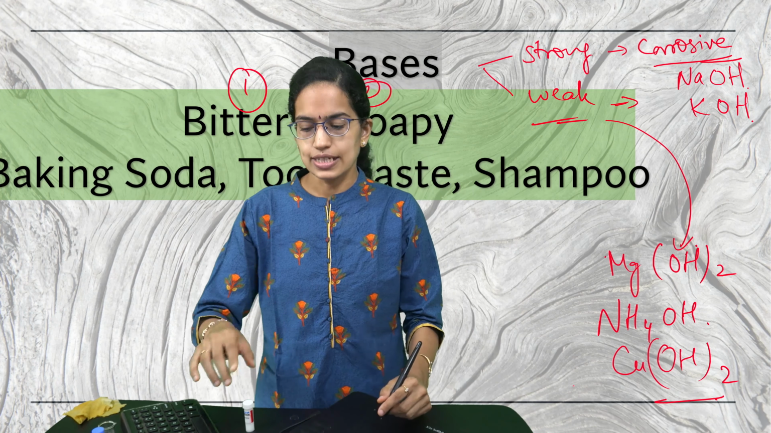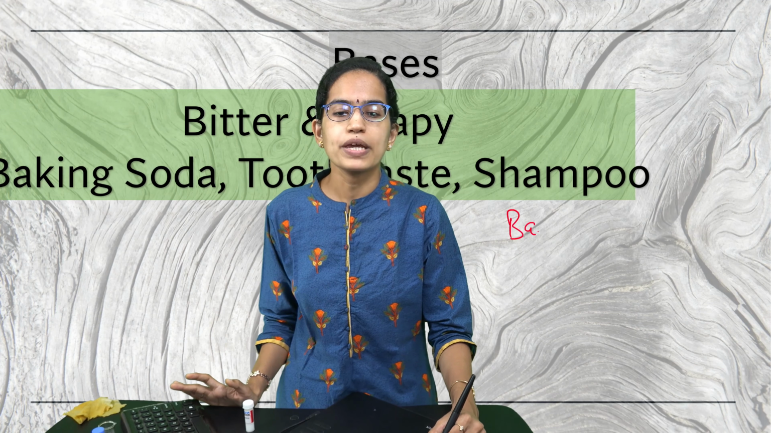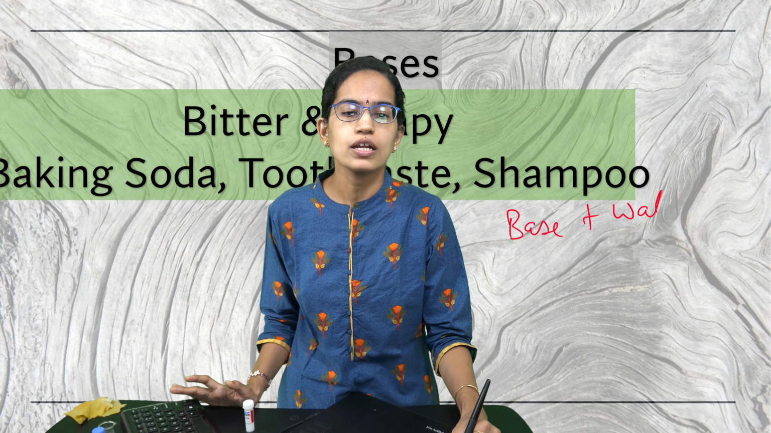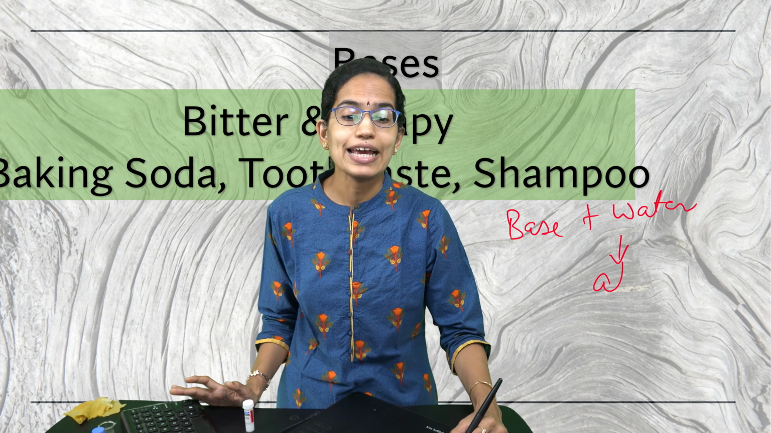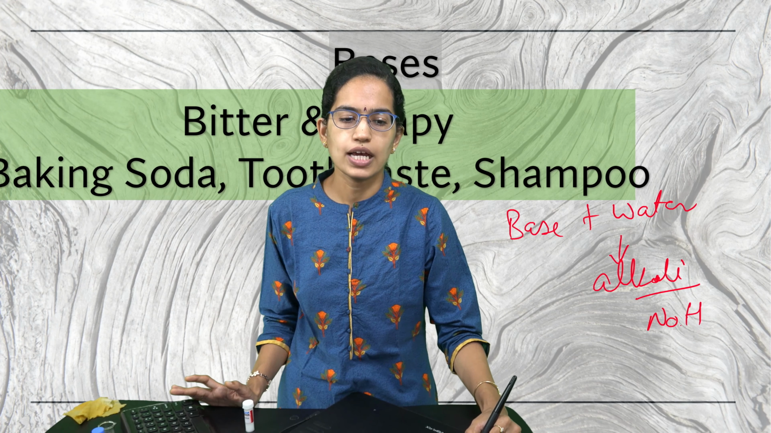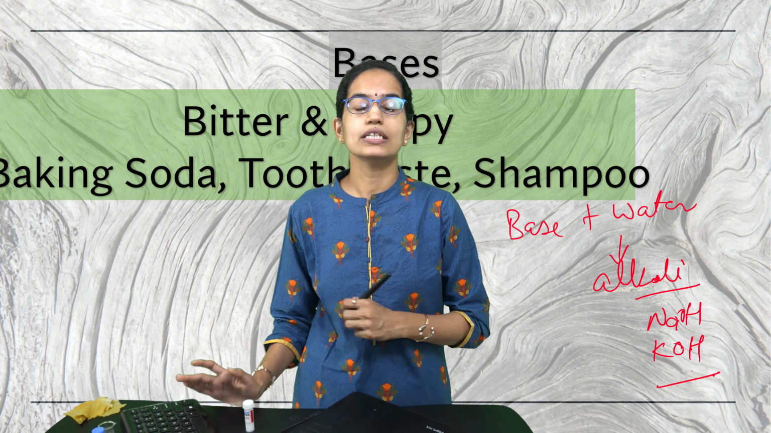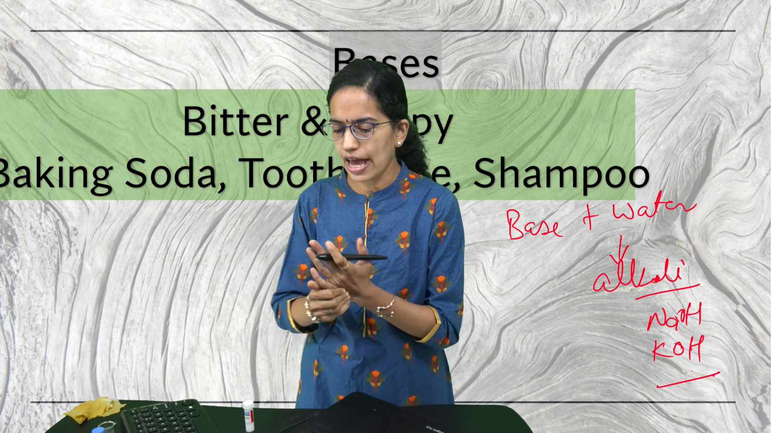Coming on next, bases can dissolve in water, or they cannot dissolve in water. Those bases which dissolve in water are called alkalis. What can be alkalis? Sodium hydroxide. Then we have potassium hydroxide. All these are alkalis because they have a tendency to dissolve in water.